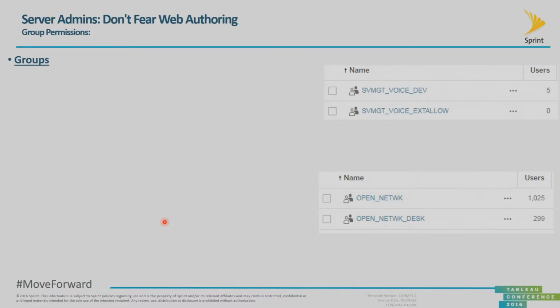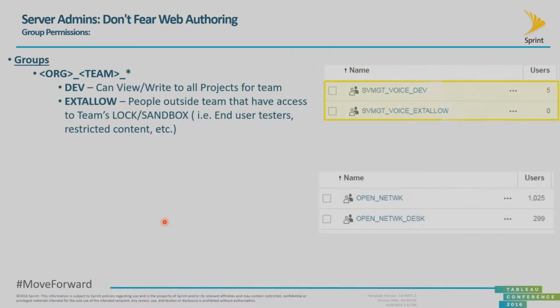Much simpler than the projects. Basically, you have dev and external allow. And the naming is the same thing: organization, team. This one happens to be the organization of service management and the team called voice. You have developers, and then you have external allow. Dev, anybody can read and write. So those 5 projects that I lined out, if you're a dev, you can read and write to any of those projects. And then we have external allow. This is where you allow people into your sandbox or into your locks to view any information, like end user testing. You built this thing, you want people to use it, but you don't want it out in the free world until they give the thumbs up. We put them in external allow and they can see it.